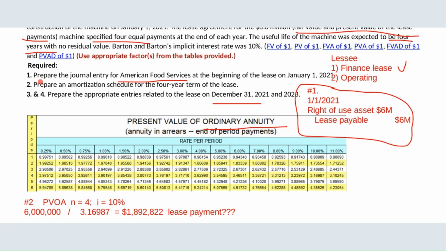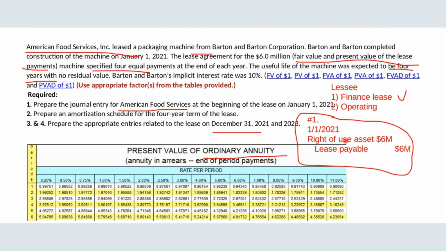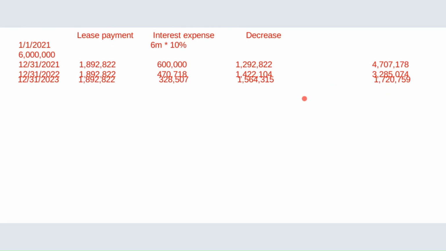In number 3 and 4, they want us to prepare the entries for December 31st, 2021 and 2023. Now, since we have this asset in our balance sheet, we determined that this is a finance lease, then we're going to have to amortize this machine, and the useful life is 4 years. So we're going to take the 6 million divided by 4, and that will be our amortization expense, which will have to be made on December 31st.